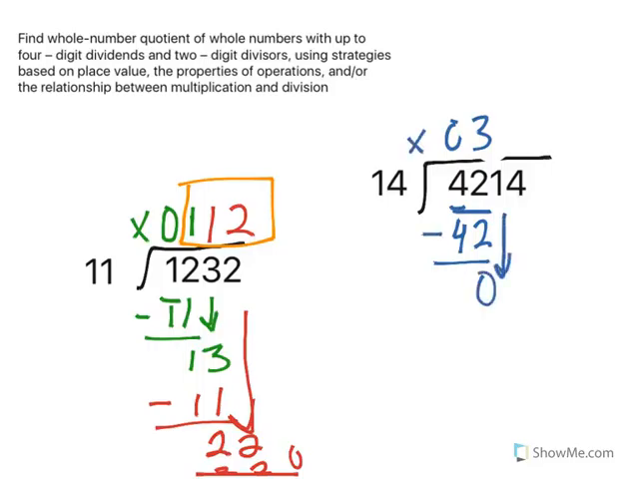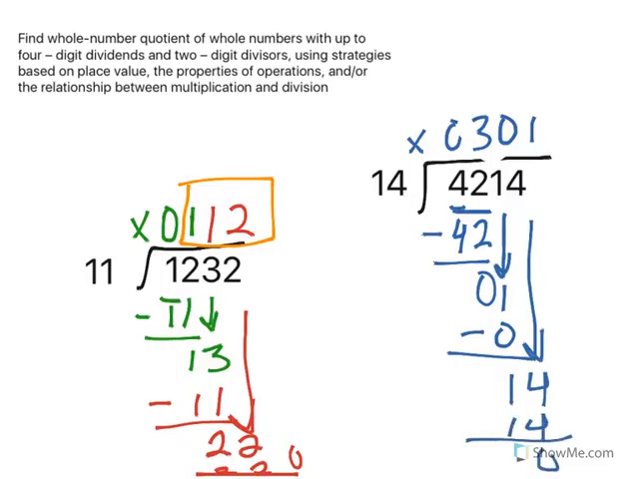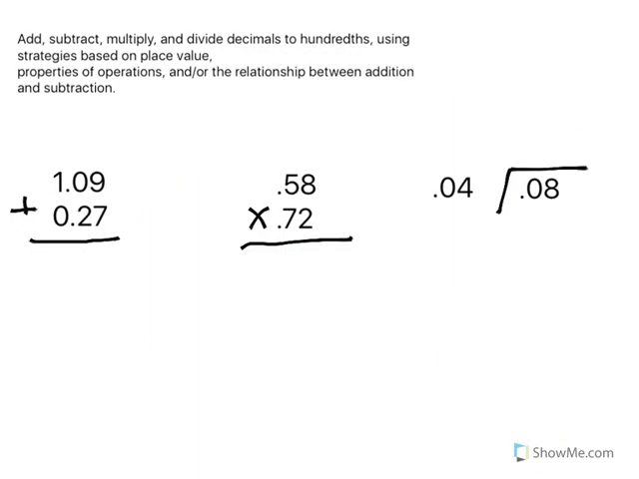We bring that down. There's 1. Does 14 go into 1? No, so we put a 0. Then we do 0 times 14 to subtract, which is 1. Bring down the 4 to get 14. So does 14 go into 14? Of course, it goes in once. So we do 1 times 14 to get 14. We subtract to get 0. So our final answer is 301. So hopefully we got those answers correct, and we can move on to the next concept.